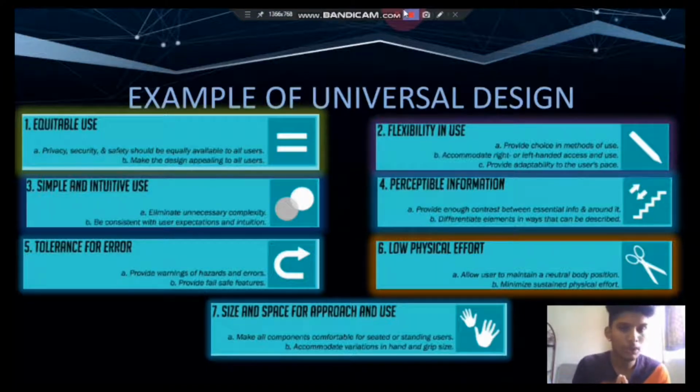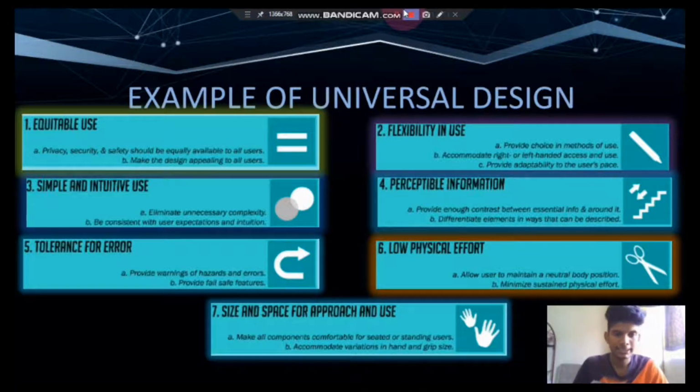Fifth point, tolerance for error. A, provide warnings of hazards and errors. B, provide fail-safe features. And sixth point, low physical effort. Allow users to maintain a neutral body position and minimize substantial physical effort.